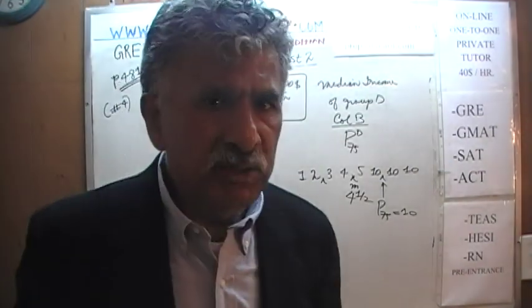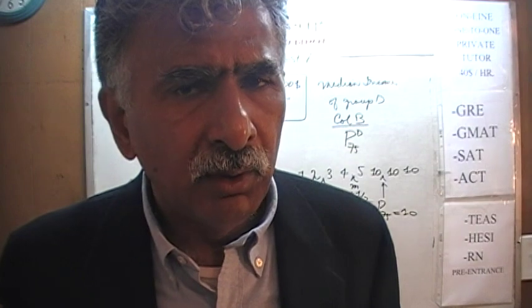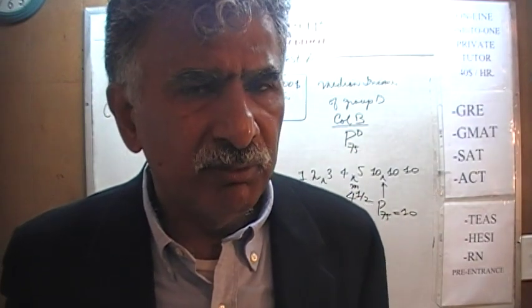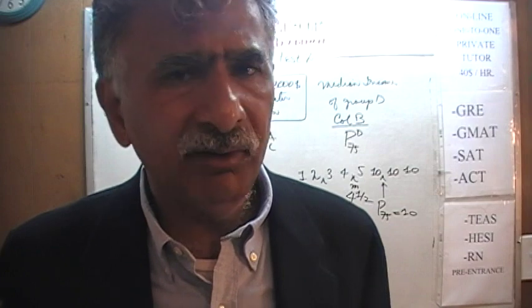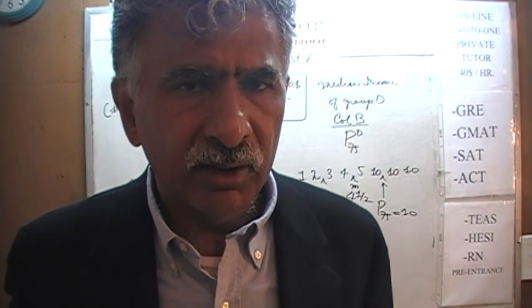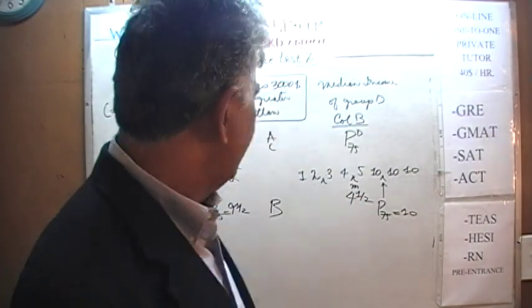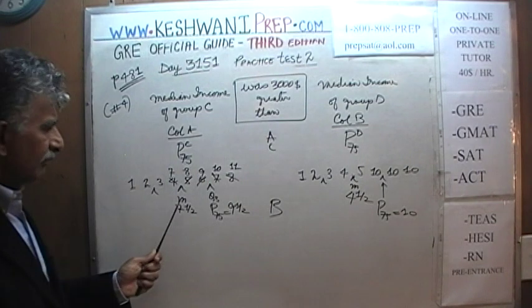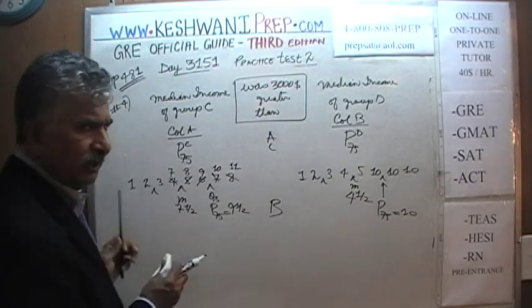In other words, just because the medians of the two groups are equal, or if the median of one group, in this case, is larger than the median of the other group, that tells us absolutely nothing at all as to what's going to happen after the median. There is no guarantee that just because the median is greater, the 75th percentile is also becoming greater. Just because the median is greater, the 75th percentile doesn't mean anything.